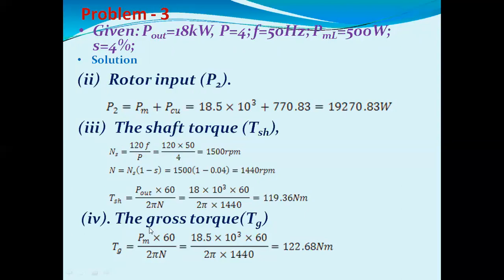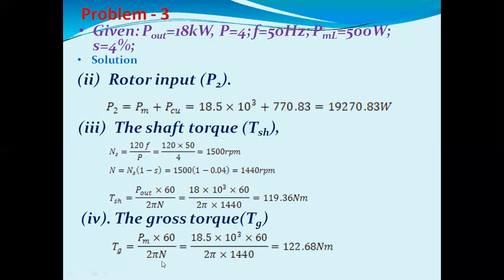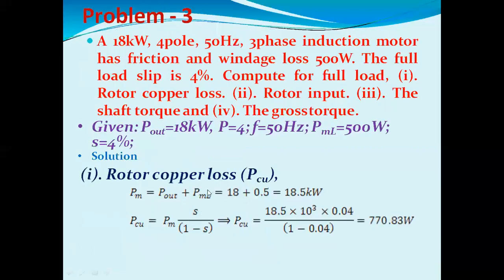The gross torque, Tg, equals Pm into 60 by 2 pi N. The shaft torque is related with the output power, and the gross torque is related with the mechanical power developed, Pm. So Pm into 60 by 2 pi N. From the mechanical power, if we deduct the windage and the friction losses, we will get the output power. From that equation, it is clear that this loss is deducted from Pm to get the output power.